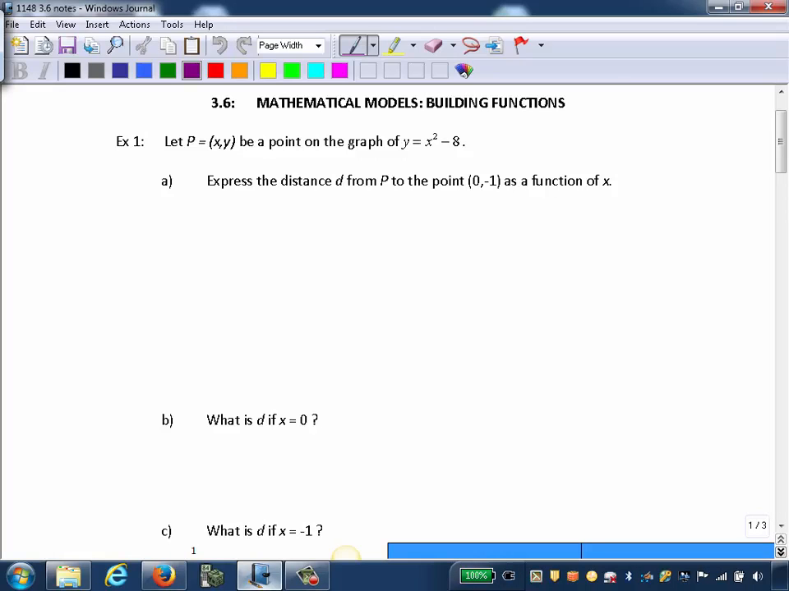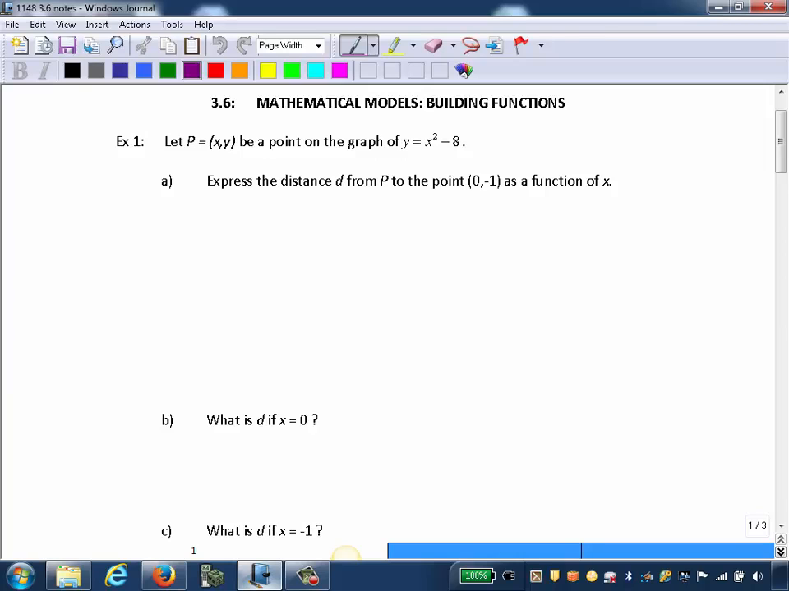Section 3.6, Mathematical Models, Building Functions. Example 1. Let P equal (x, y) be a point on the graph of y equals x squared minus 8. Part A. Express the distance d from P to the point (0, -1) as a function of x.